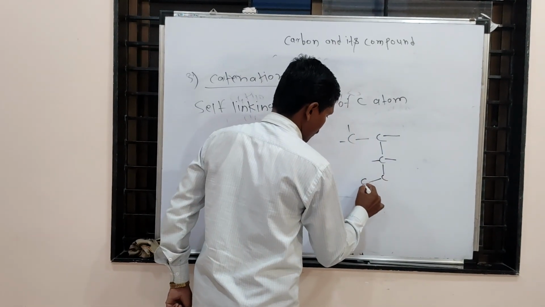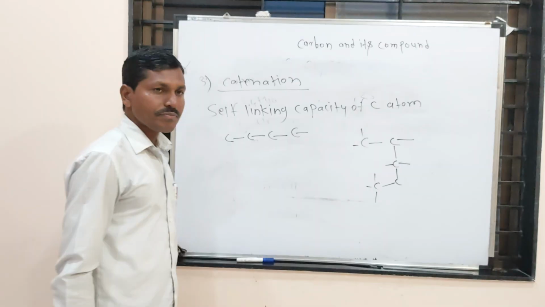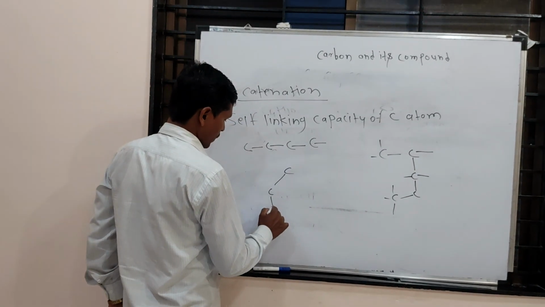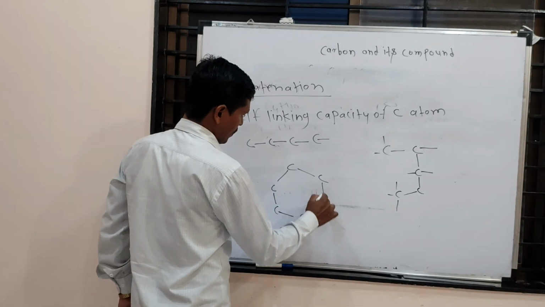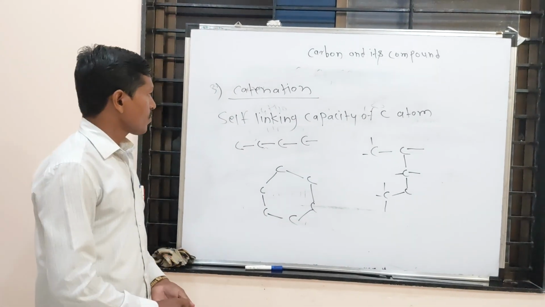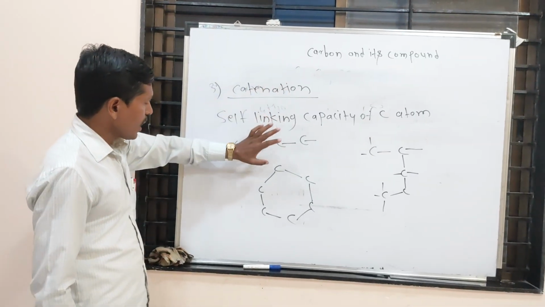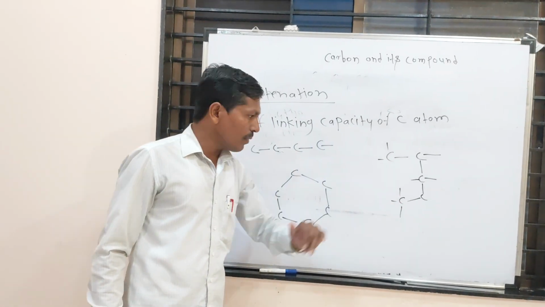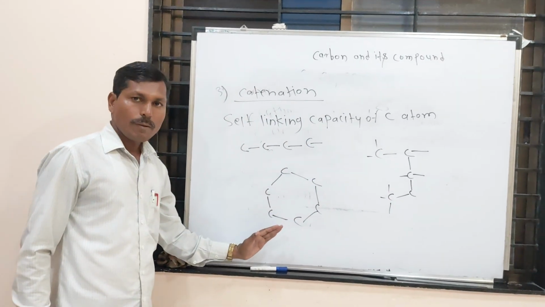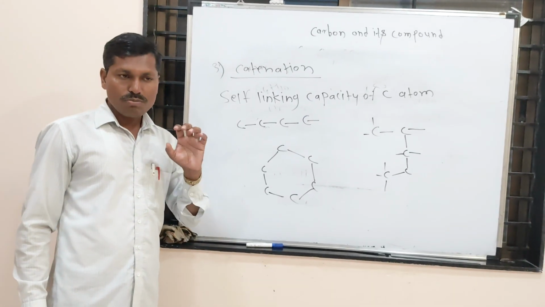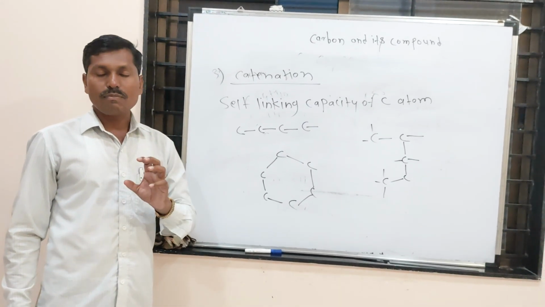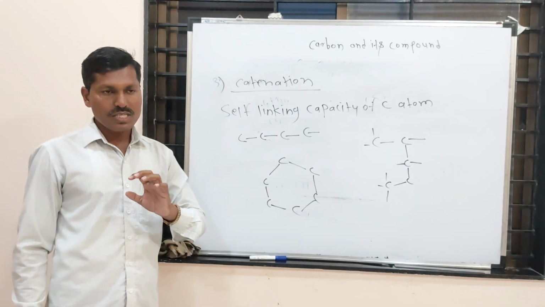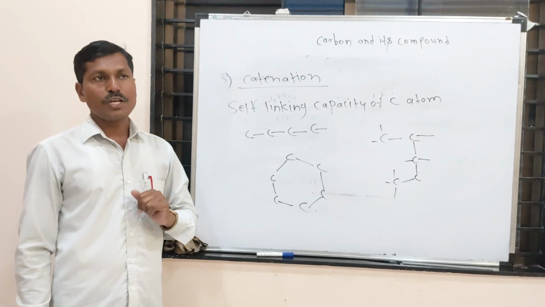Now you can see this structure. There is a branched chain here. Even carbon has the ability to make cyclic compounds. For example, you see, even carbon has the ability to make a cyclic compound. Now you see, because of this catenation, carbon has the ability to make long chains, branched compounds, and cyclic compounds. And because of this reason, this carbon is known as versatile in nature. Because of these three properties, carbon is known as versatile in nature.